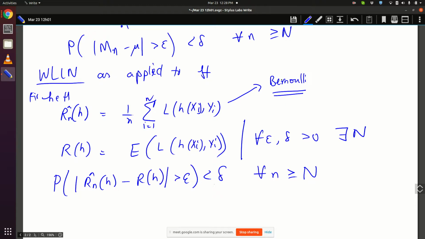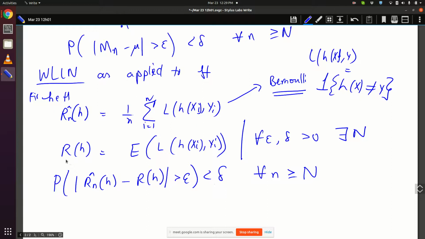So basically, it is an indicator function. It will take only 0 and 1 value. It's a 0-1 loss. So it's an indicator that h of x is not equal to y. So this is what L of h(x), y is equal to. So this can take either 0 or 1. So it's a Bernoulli. For the n samples that you are drawing, it's like doing n coin tosses, and R of h is like your mu.